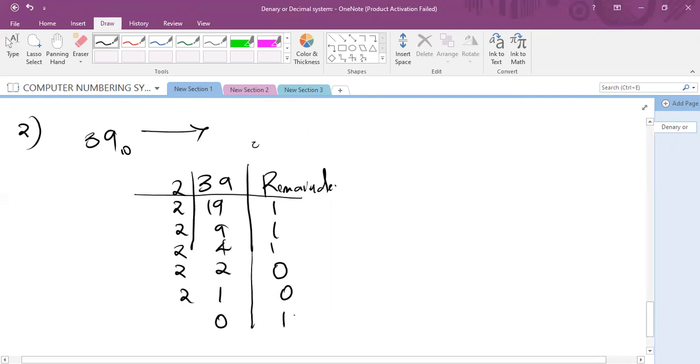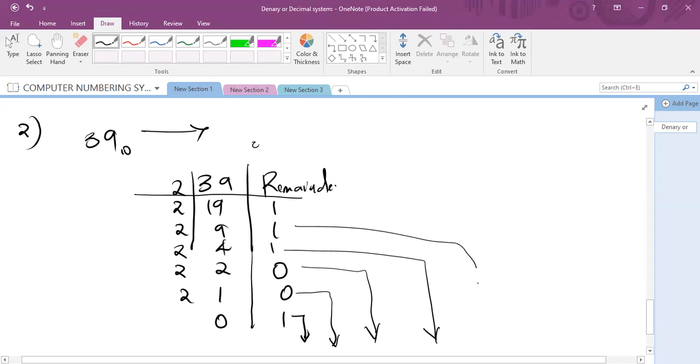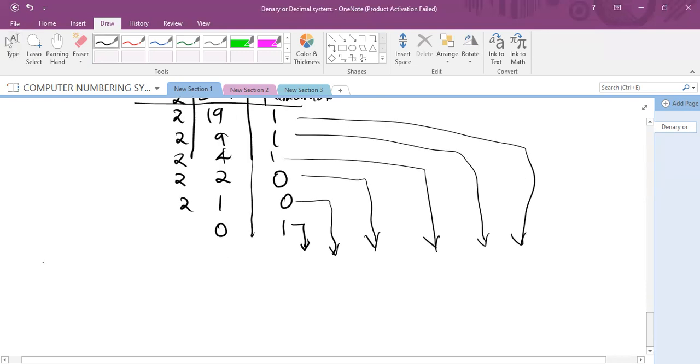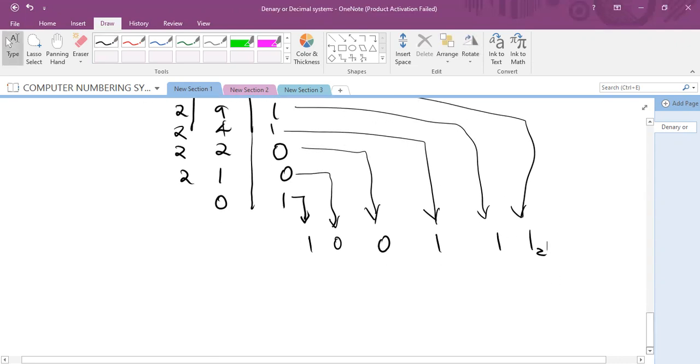So our answer, as before, is going to be these values of the remainder. So our answer in binary form will be 100111, and this is to base 2. Okay, let's take up another example.